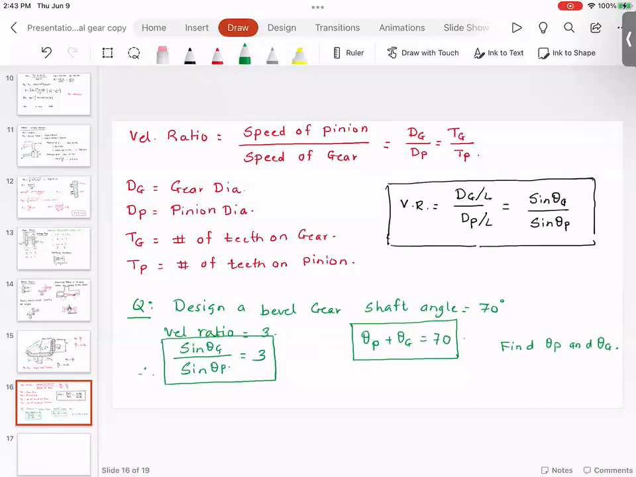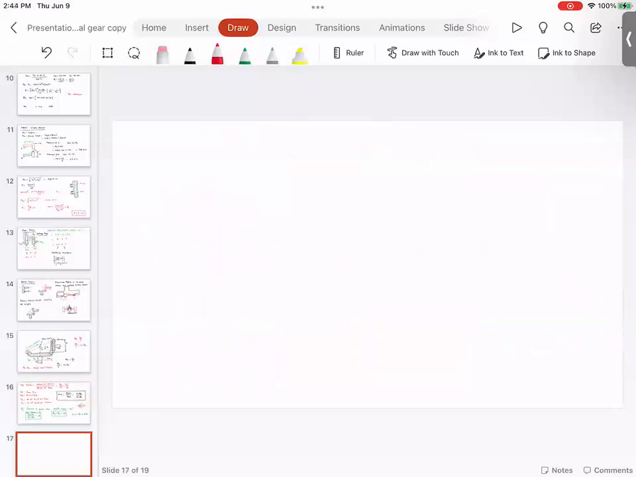In case of spur gears or helical gears, you don't have this semi-cone angle, because if you think about it, a bevel gear is a gear cut on a cone. So you have a cone, and the gears are cut over here. So what are the important proportions?